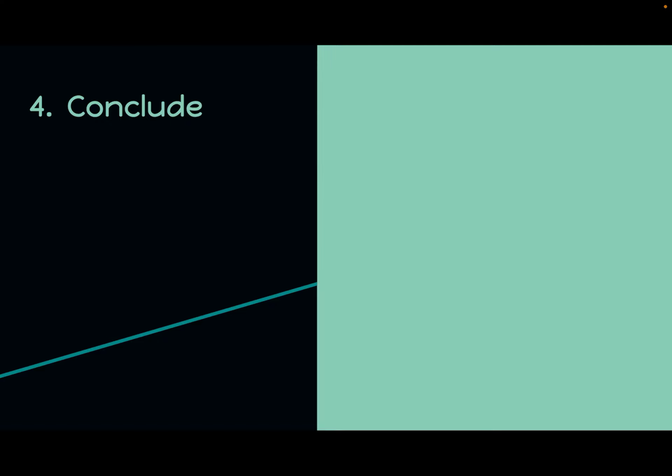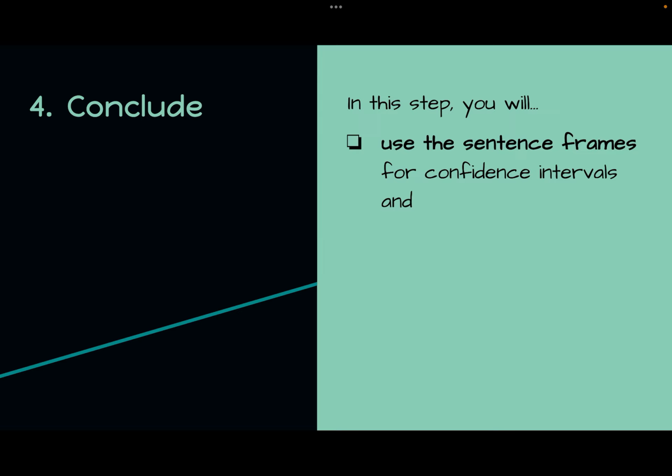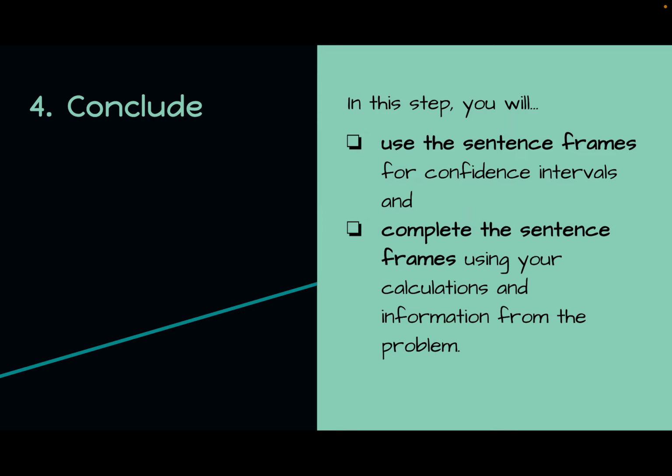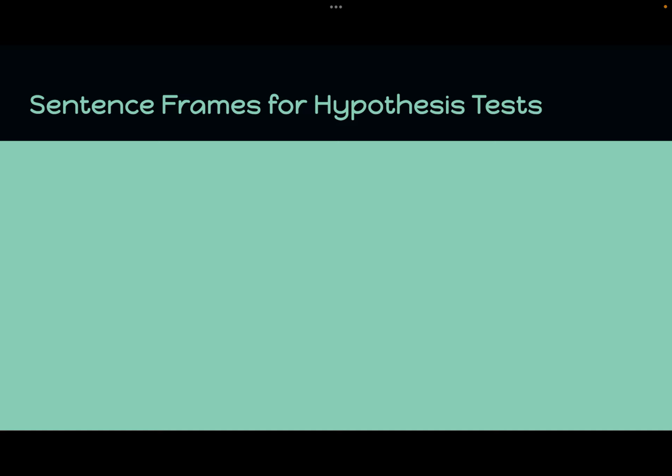Our last step, our conclude, is going to work exactly like it did for confidence intervals. You're going to have some sentence frames. That should say hypothesis tests instead of confidence intervals, sorry. And then you're going to complete those sentence frames using your calculations and words from the problem. The only difference from last week is hypothesis testing gets 2 sentence frames. One that addresses the null hypothesis and the decision we make, the other that addresses the claim, typically the alternative hypothesis.